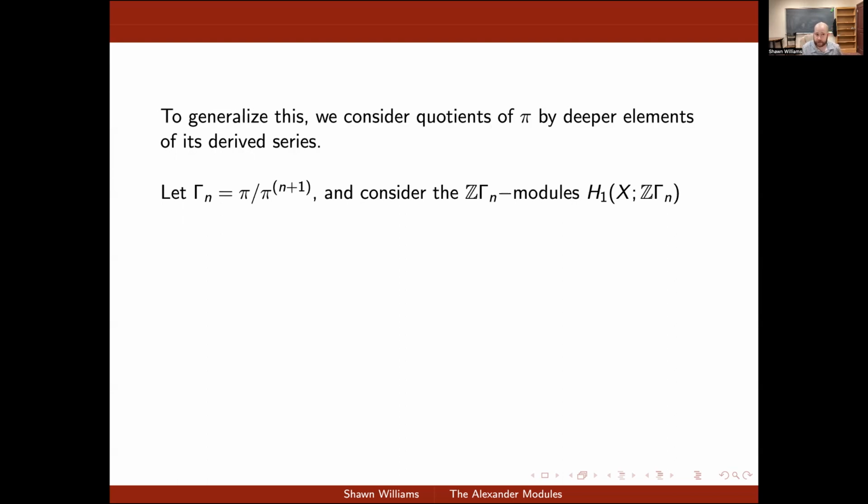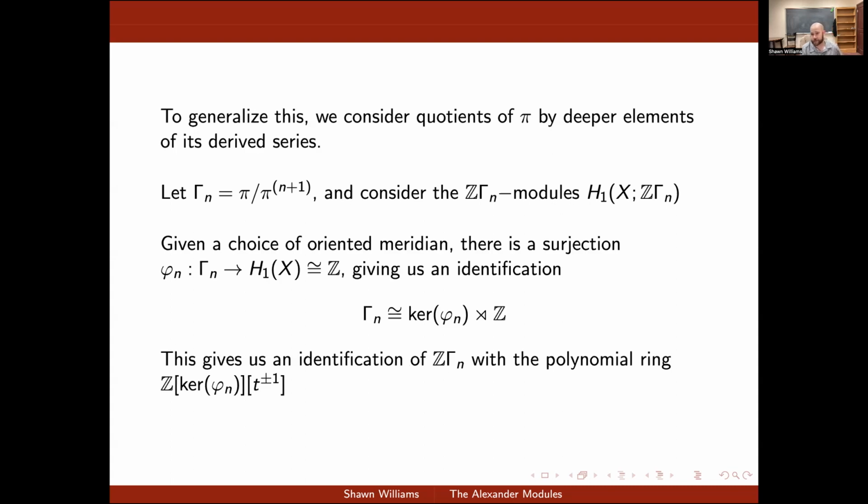Well, Z[gamma_n] does not look like a polynomial ring. Neither did Z[H_1(X)]. But again, using an orientation for the knot, or a choice of oriented meridian, we can make this look like a polynomial ring under some identification. A choice of oriented meridian gives us a surjection from gamma_n to the first homology of our knot complement, which is isomorphic to Z. This identification with Z defines a splitting for gamma_n, which gives us an identification of gamma_n with the kernel of this surjective homomorphism, semi-direct product with Z.